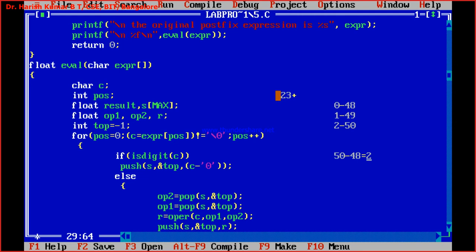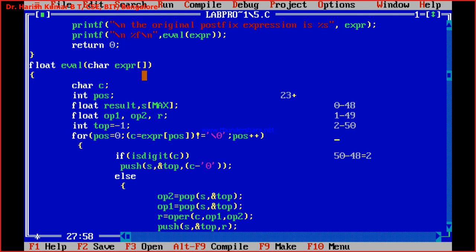Let me go and scan the next symbol. What is the next symbol? 3. What is its ASCII value? Again it is stored in the form of what? Character, because we have declared it as character expr. Now, can I declare it as integer? What will happen if I declare it as integer expr?